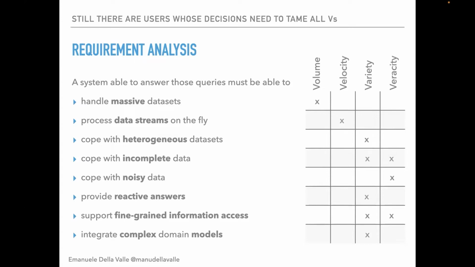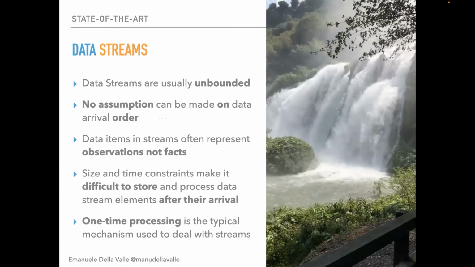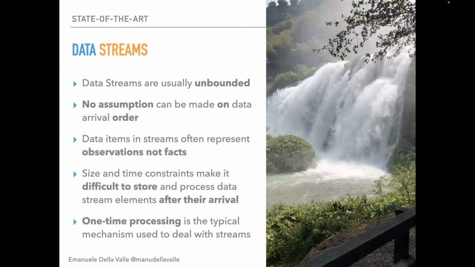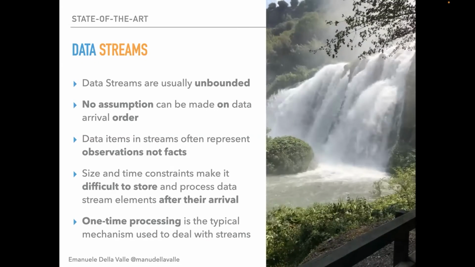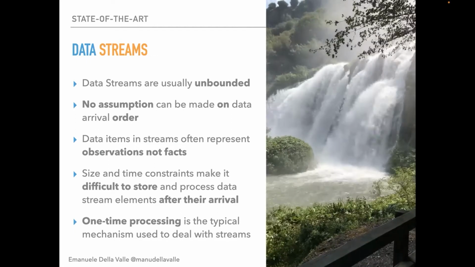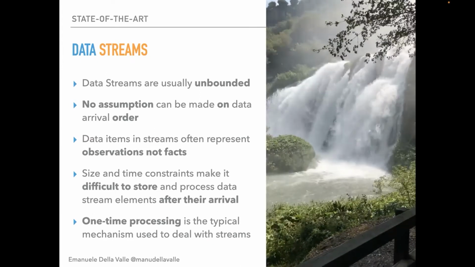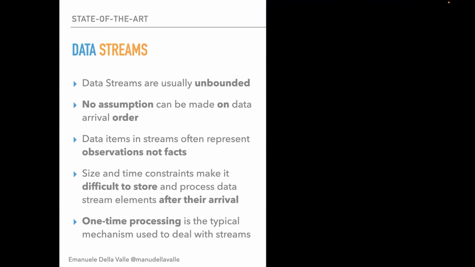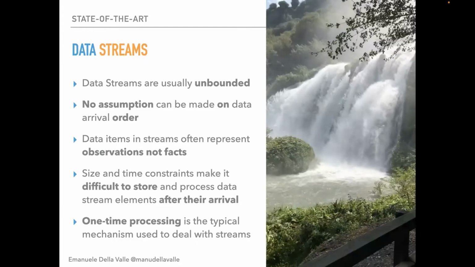So with those requirements in mind, we tried to understand whether the state of the art was up to the task. What we discovered was that data stream management systems were good enough in some respects, because when we brought them into the picture back at the end of the 2000s, they were able to process data one data point at a time in a way that really solves the velocity problem.